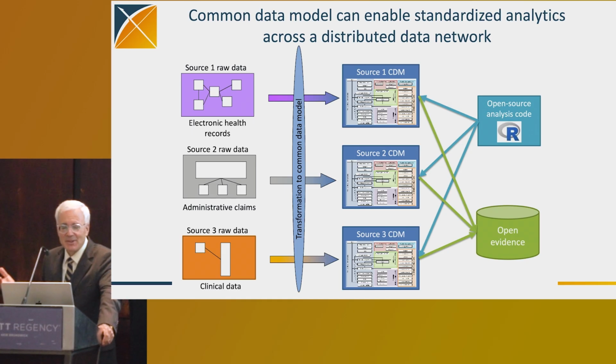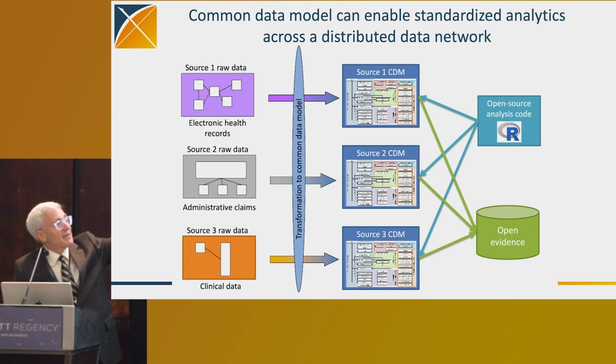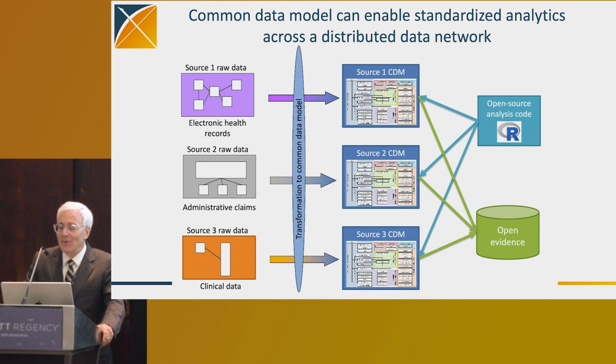So the first step is common data models. You have databases along the left, which are in different formats, and we reformat them to the same common data model in the middle and the same vocabulary, and that way we can design an analysis, write the code, and run it across all these databases without individual tweaking.